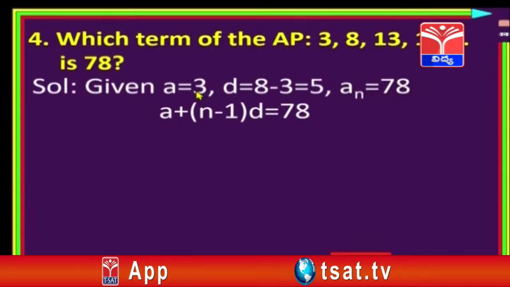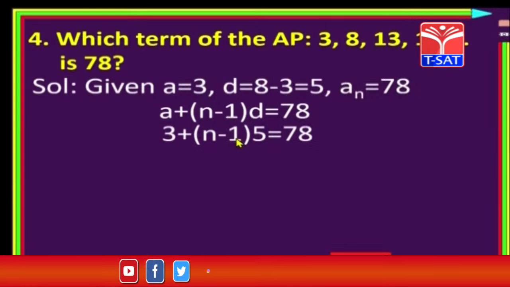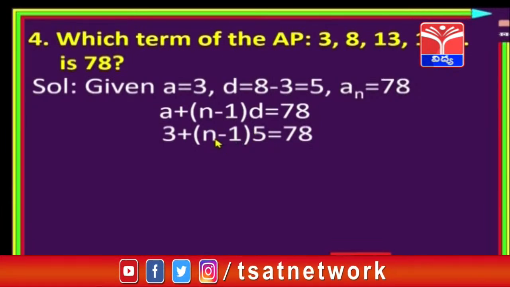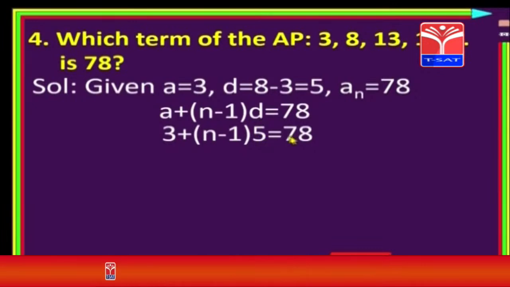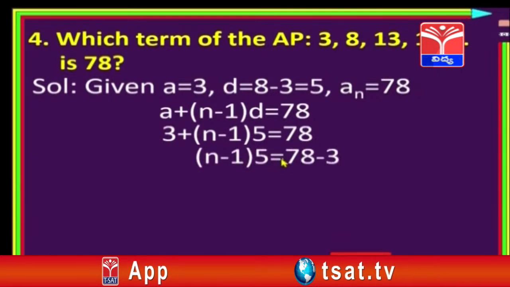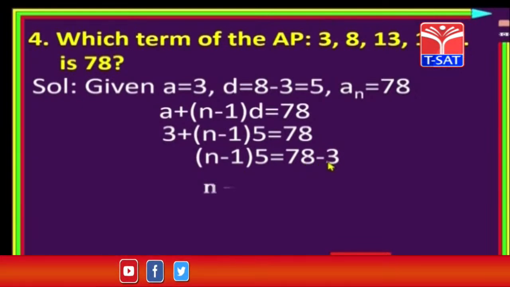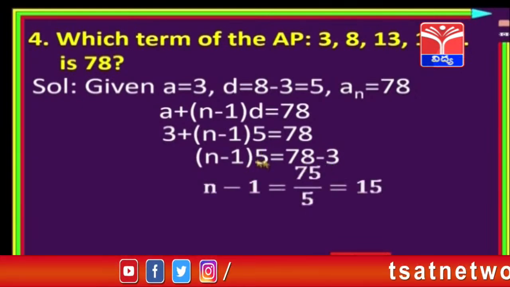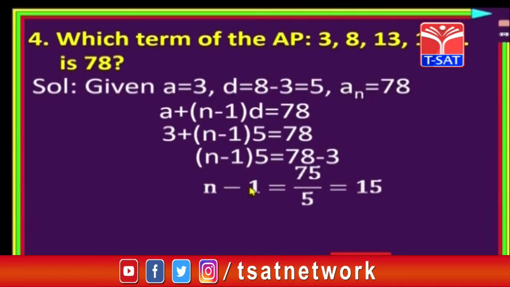Now substitute the values. What is the value of a? 3 plus n minus 1. We don't know the value of n. We should find the value of n. The value of d is 5. Replace it, is equal to 78. Now bring this 3 to the right hand side. Then we will get n minus 1 into 5 is equal to 78 minus 3. 78 minus 3 is nothing but 75. So bring this 5 to the denominator. We will get n minus 1 is equal to 75 by 5.